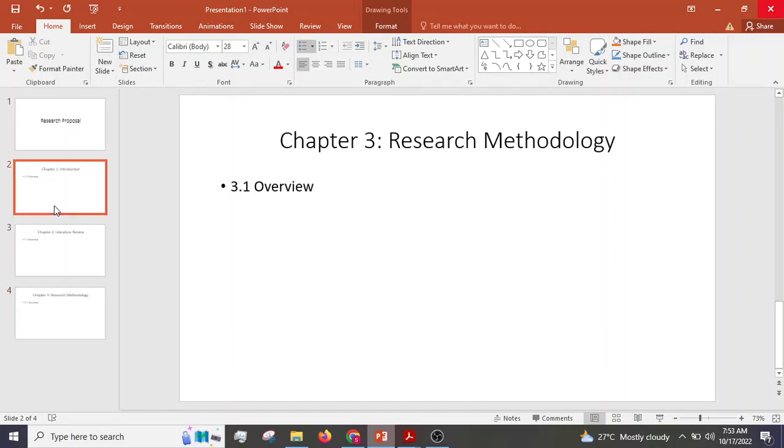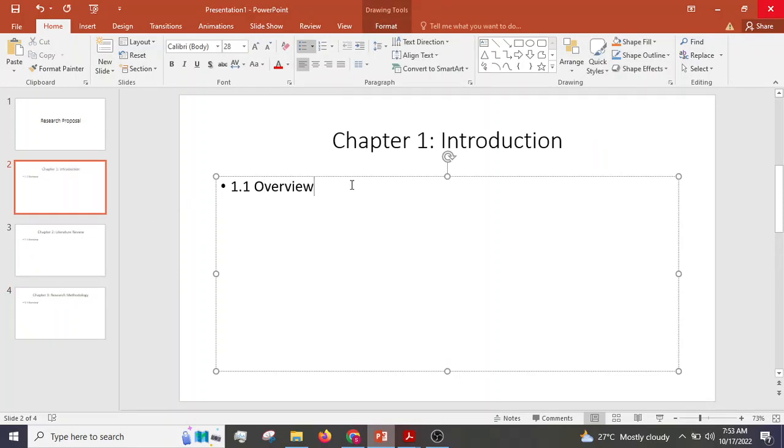Okay, then for chapter 1 introduction, we'll start off with 1.2, where we'll talk about the background of your project. If your project is about solar energy, then you need to give a very general background of what exactly solar energy is, and then what the latest updates and progress in the field are.